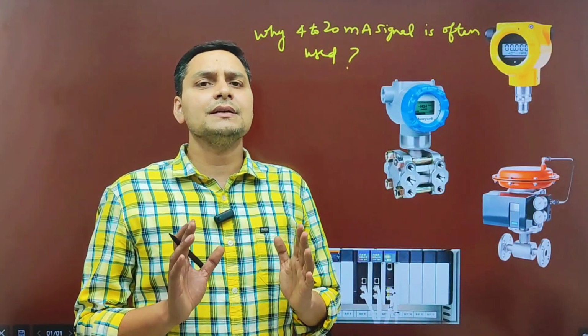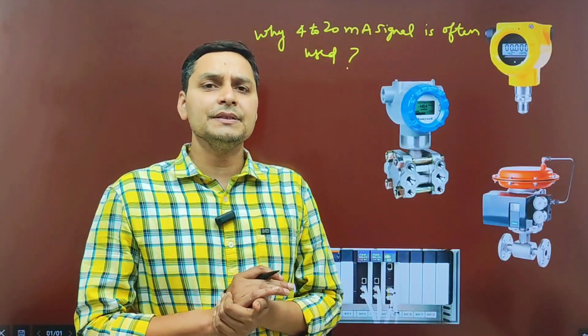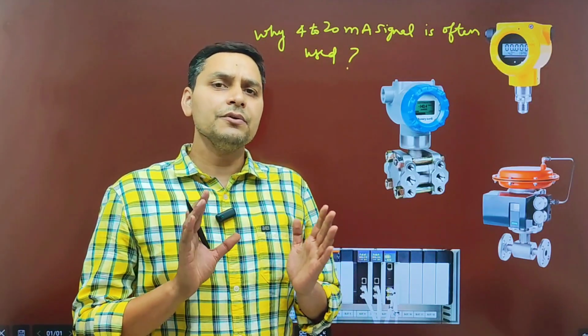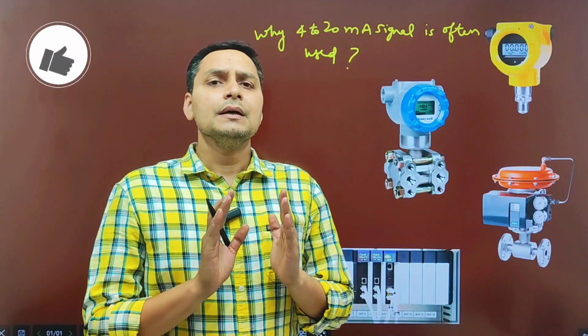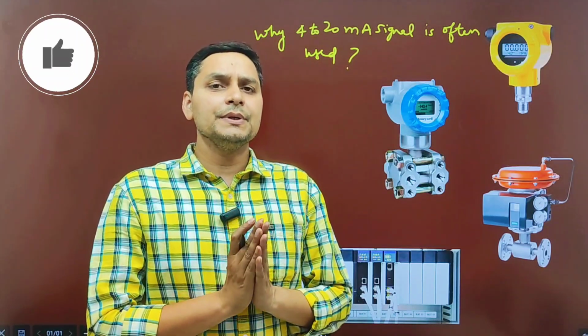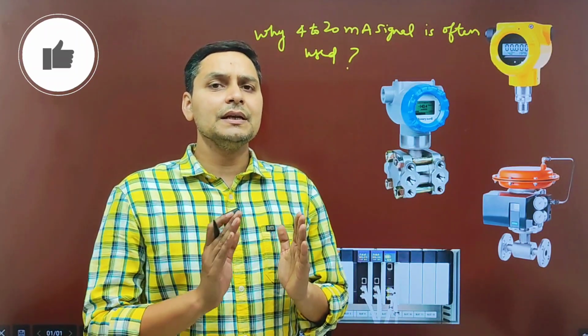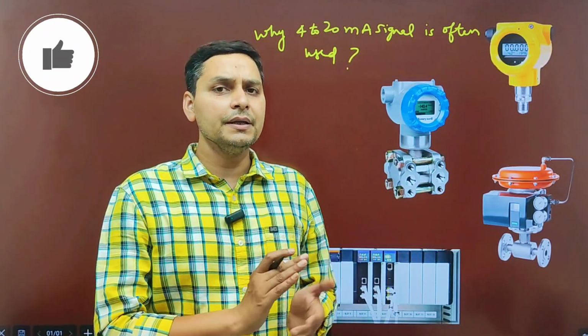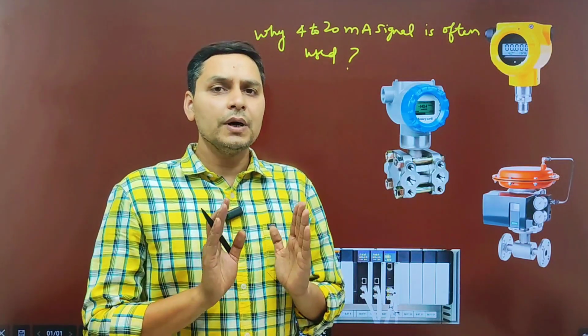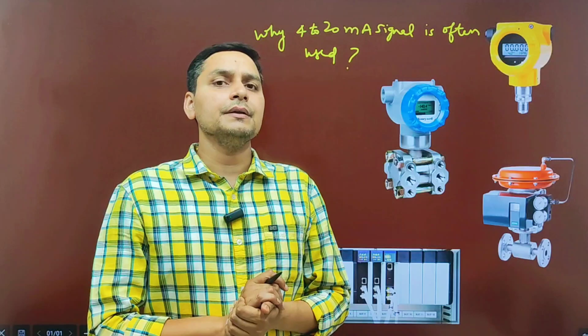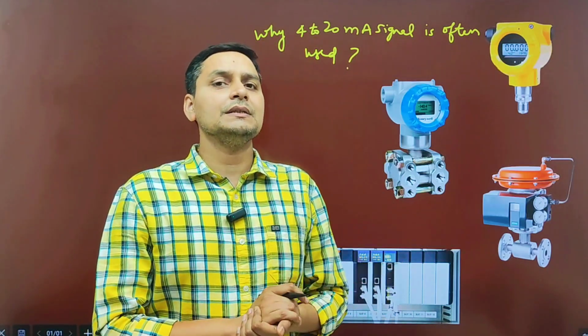Now friends, we will discuss why this 4 to 20 milliampere signal is used. This is a very common question in many interviews. The first reason is, by using 4 to 20 milliampere signal, we can transmit the signal at long distance without any signal loss. And the other reason is, its noise immunity is also very high. So these are two basic reasons.